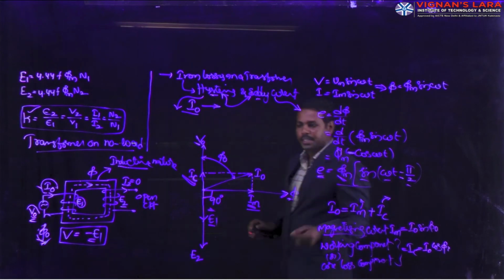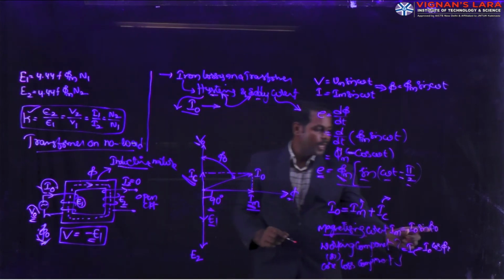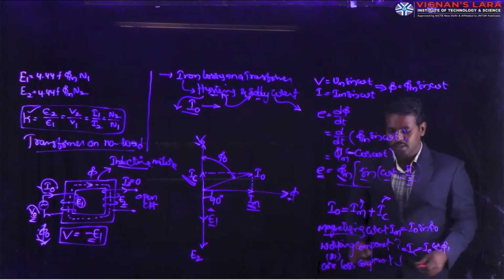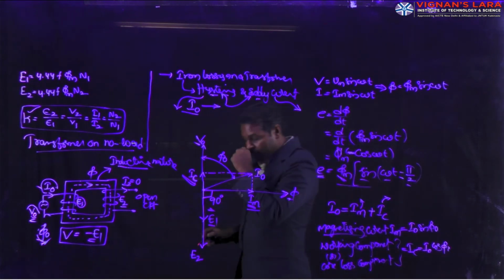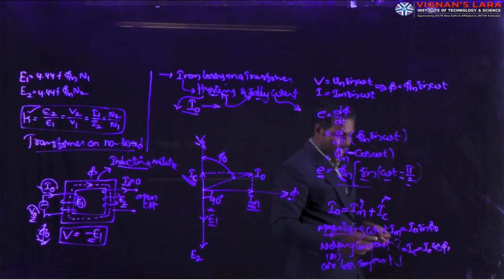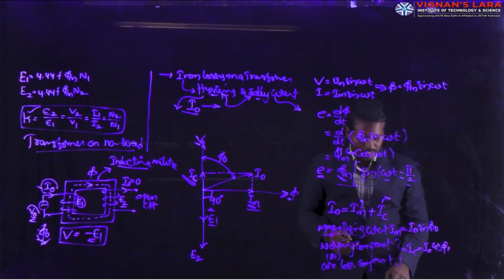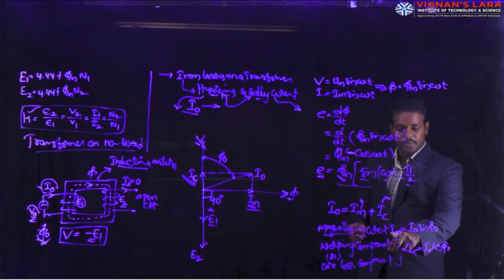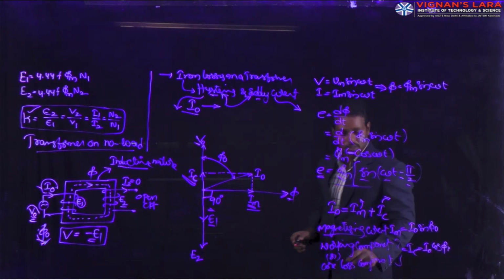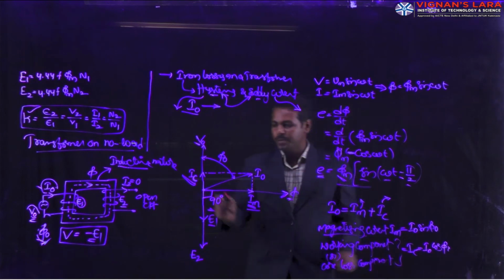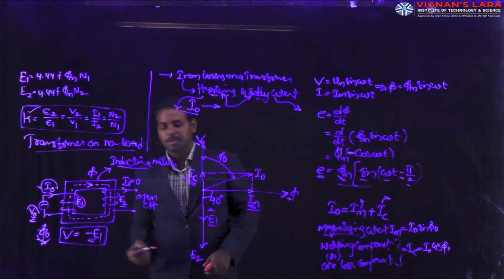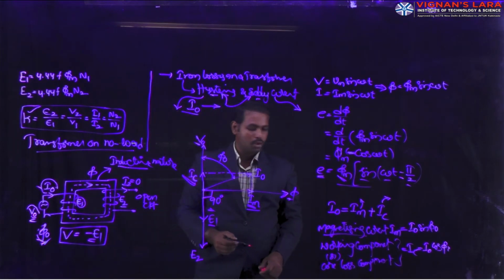Based on the measurements of these two components, using these two equations, these two parameters are called the circuit parameters of a transformer. IM is equal to I naught into sin phi naught, and IC is equal to I naught into cos phi naught. These two equations come from the phasor diagram, which comes from the transformer operating on no load condition.